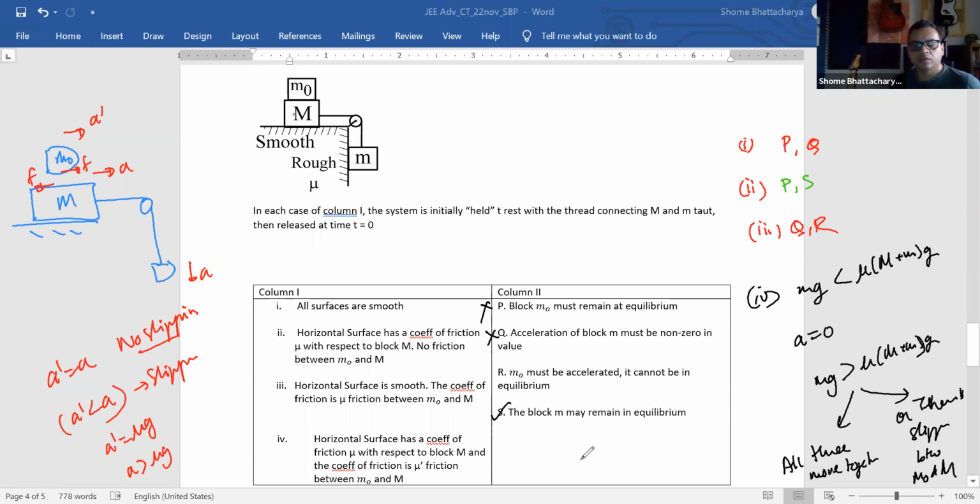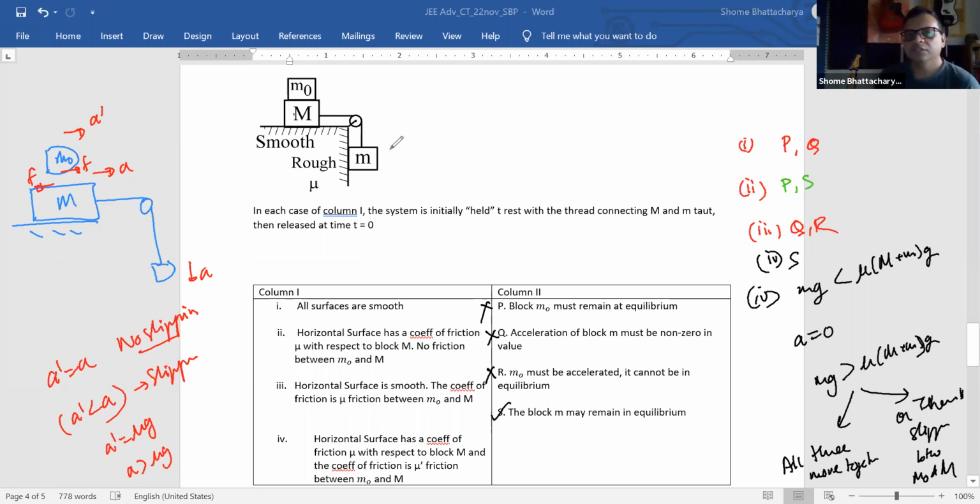Okay, this is also wrong. It can be in equilibrium. So only one option is coming correct. Fourth is going with S. So PQ, PS, QR, and S. These should be the correct options.